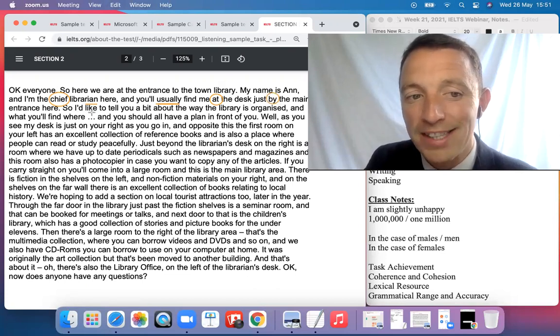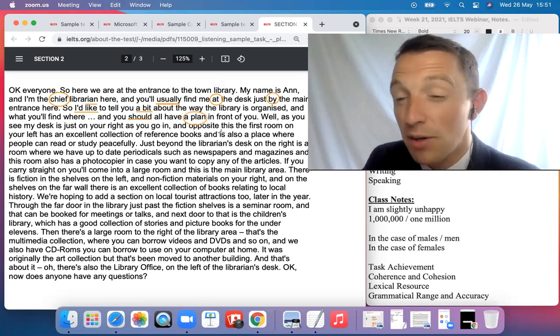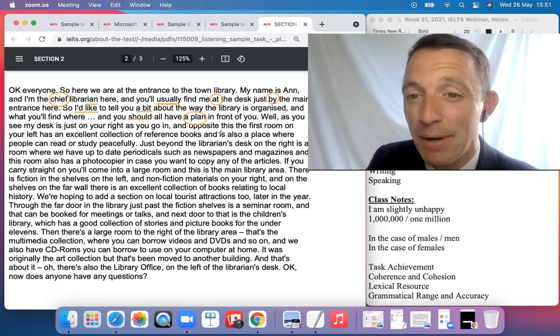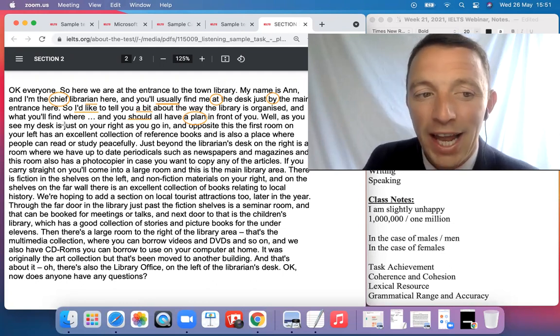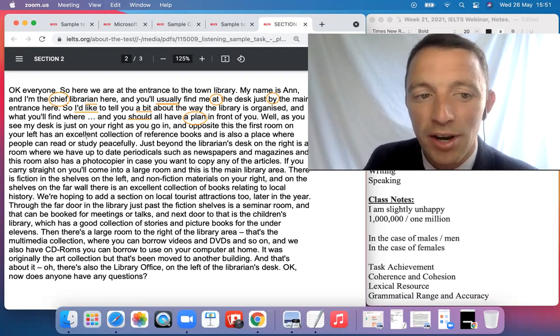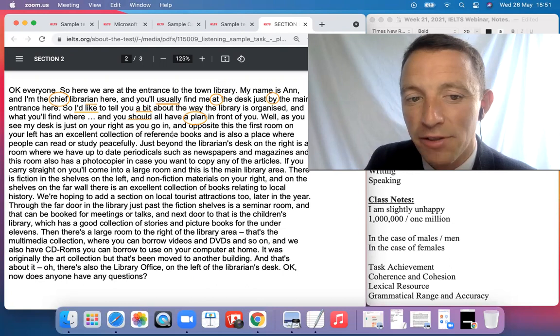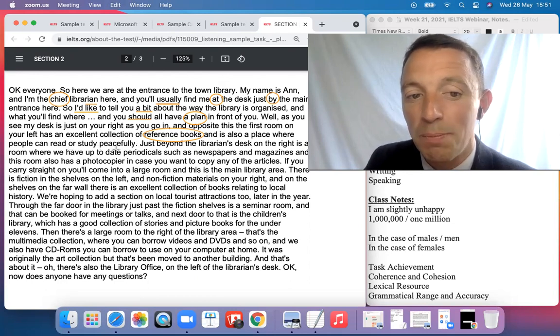So I would like to tell you a bit about the way the library is organized and what you'll find where. You should have a plan or a map. Okay, so it's two possibilities. Typically we say a map, but I suppose an alternative is a plan. Well, as you see, my desk is just on the right as you go in, and opposite this room on your left has an excellent collection of reference books. So I think that's the first answer, the reference books on the room to the left. And it's also a place where people can read or study peacefully.